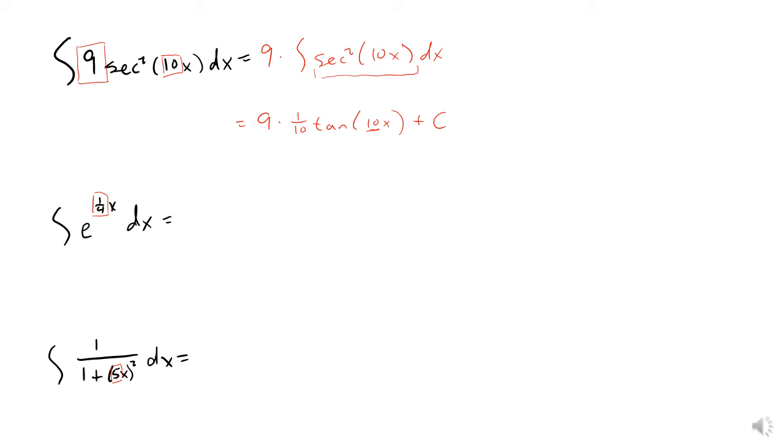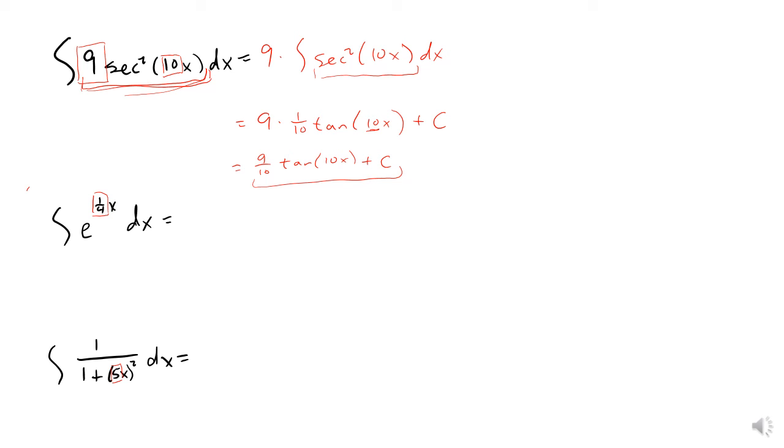So we can write this answer as 9/10 tangent of 10x plus c. And again, double check your answer. You can always check your answer to these antiderivatives by doing the derivative. Take the derivative of this function and you'll get back the function that we started with inside of our original integral.